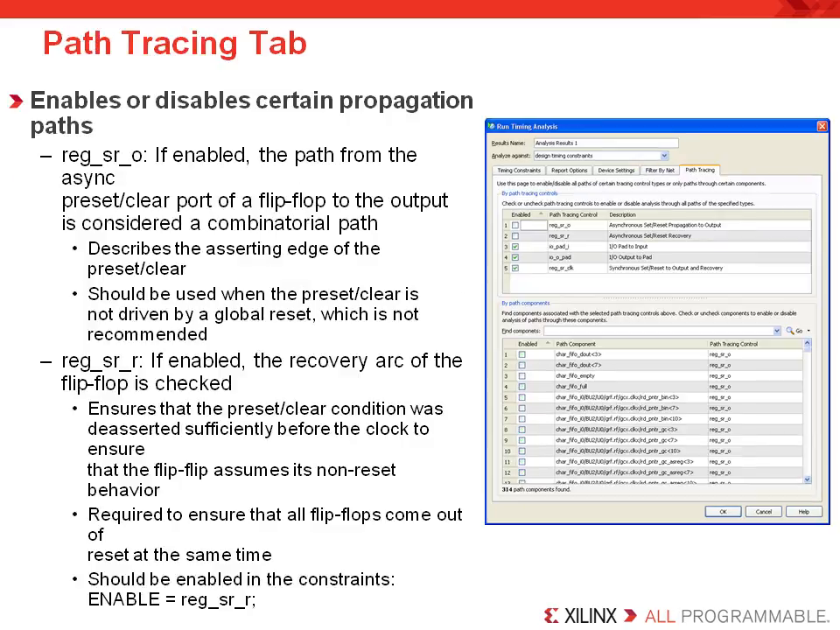The Path Tracing tab enables or disables certain propagation paths from being reported. If a register is enabled, the path from an asynchronous clear port to a flip-flop to the output is considered a combinatorial path, and this describes the asserting edge. It's a reporting mechanism that enables you to display different types of delay paths so you can understand which paths are helping you fail to meet timing.